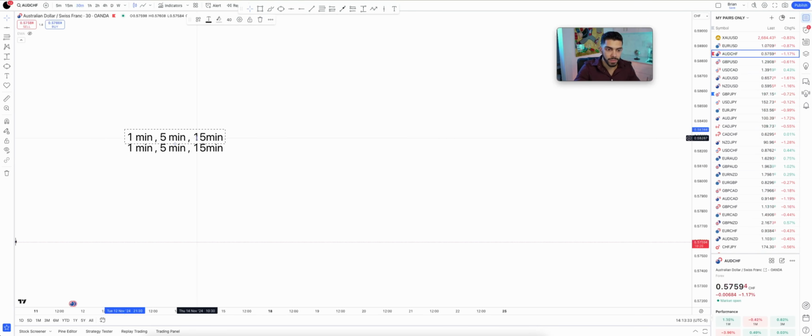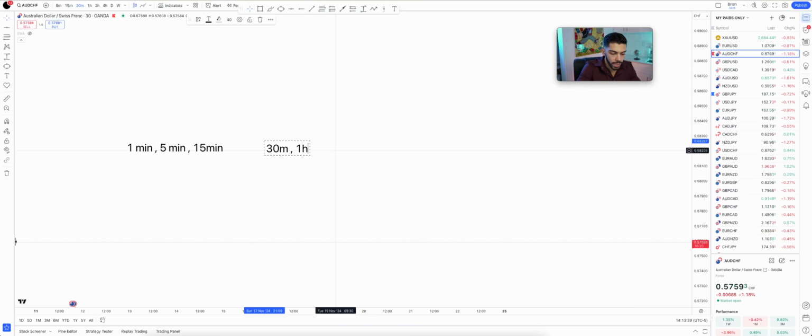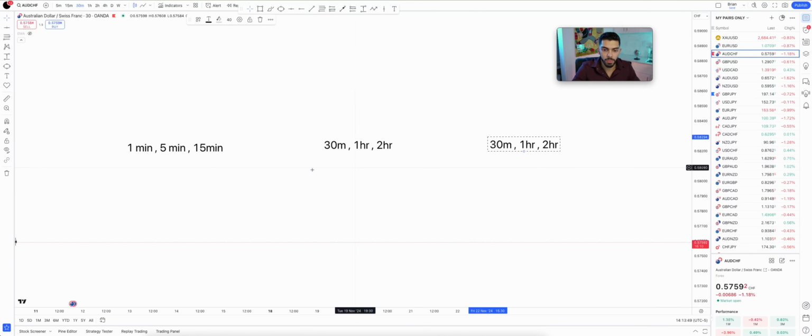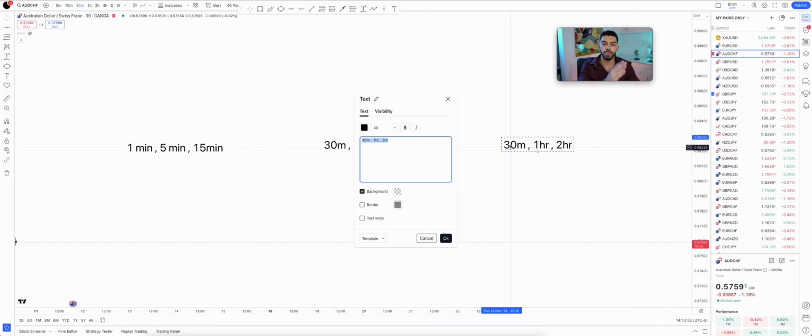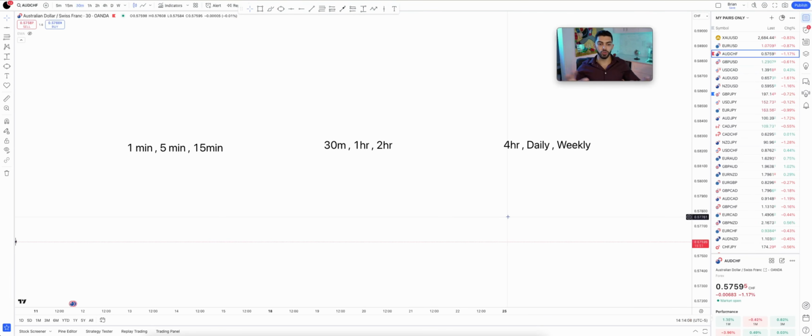The second group of time frames is starting with the 30 minute, 1 hour, and 2 hour time frame. So this is the second group, a small to medium time frame. The last group is going to be from medium to high time frames. This one starts with the 4 hour, goes to the daily, and then the weekly time frame. These are the 3 main groups that I like separating my time frames in.